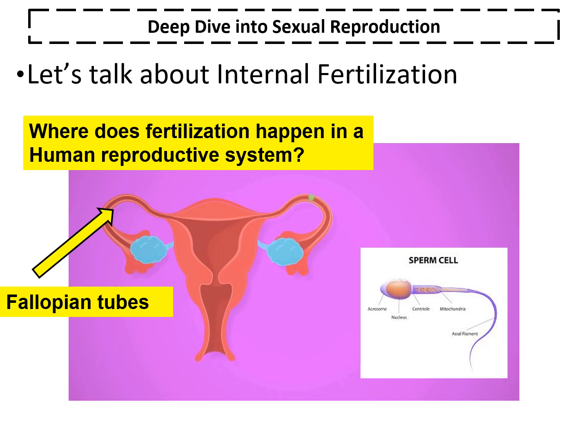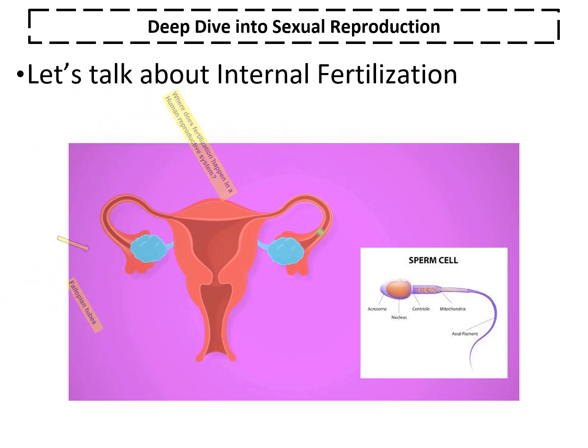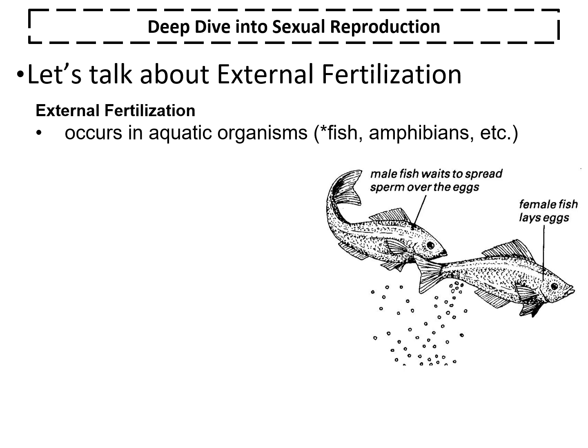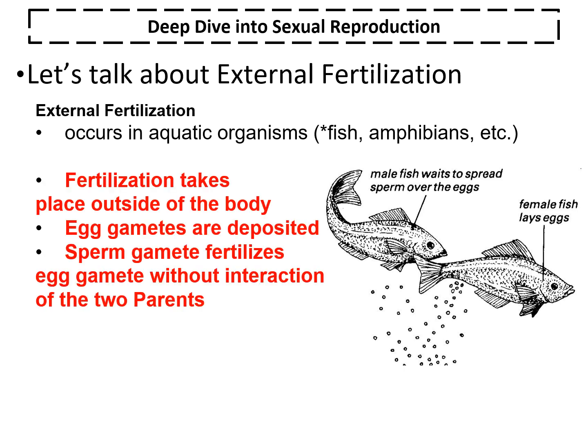So that's a little bit about internal fertilization, what it is, and where it happens. Now let's talk about external fertilization. We discussed internal, let's go over external fertilization. External fertilization happens mostly in aquatic organisms, so fish, amphibians, etc. This is obviously the opposite of internal fertilization. It is when fertilization takes place outside of the organism's body. So I have an example over there on the right for you.